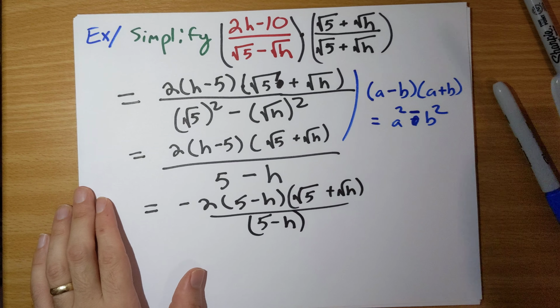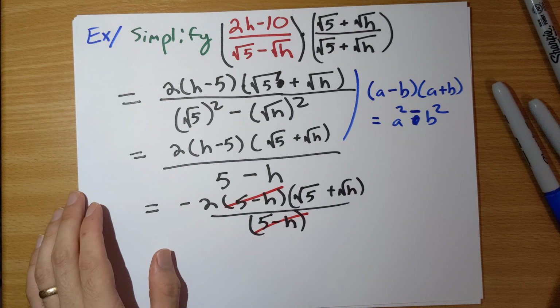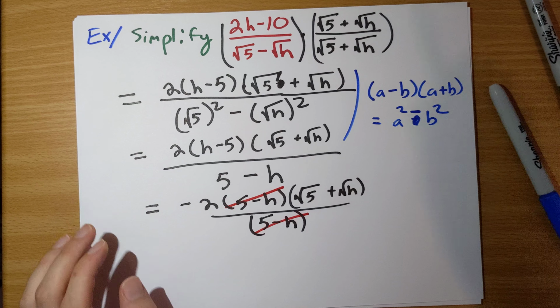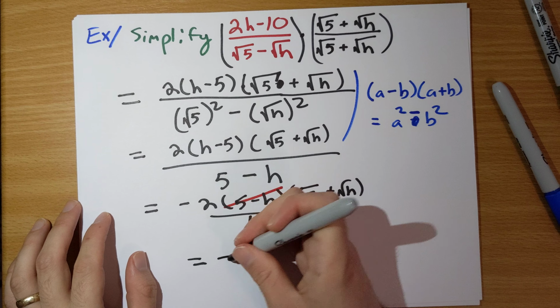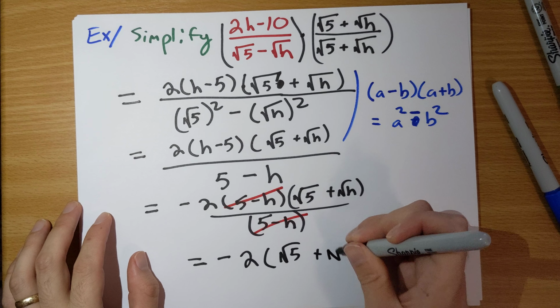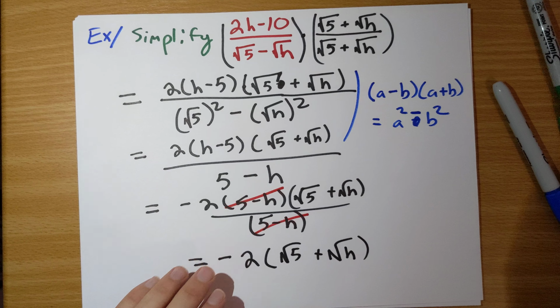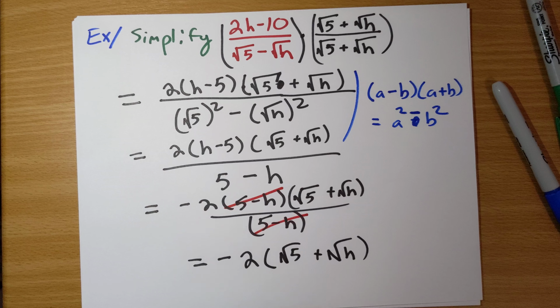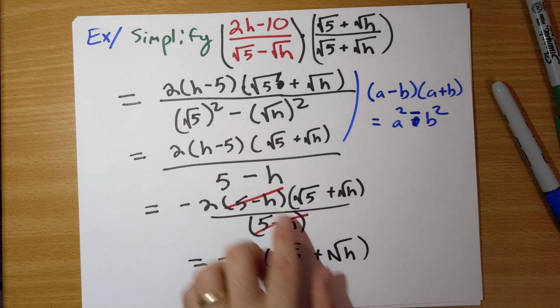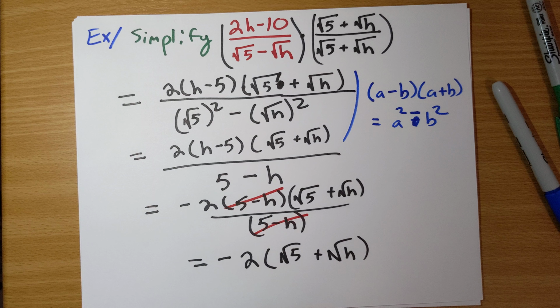And so then we have some cancellation. There's our cancellation, and we just have at the end of the day negative 2 times (square root 5 plus square root h), and this is as far as we can simplify. So this trick of multiplying and dividing by the conjugate is a very useful one, and also realizing h minus 5 and 5 minus h are negatives of each other. Those are a couple of useful tricks here.